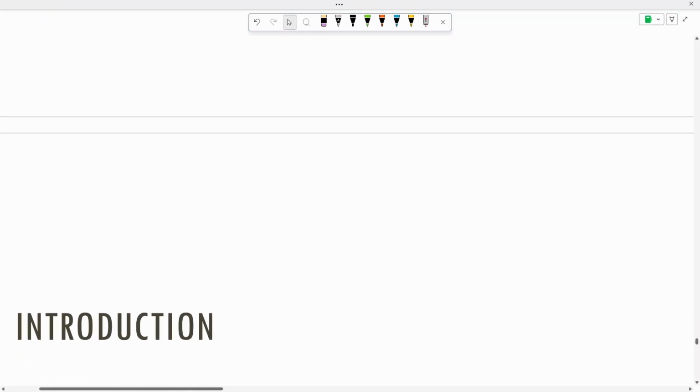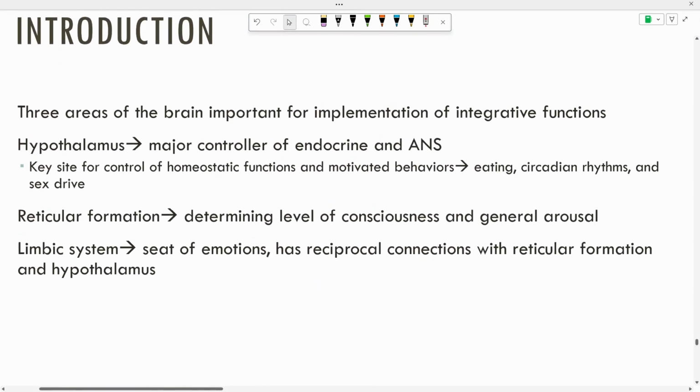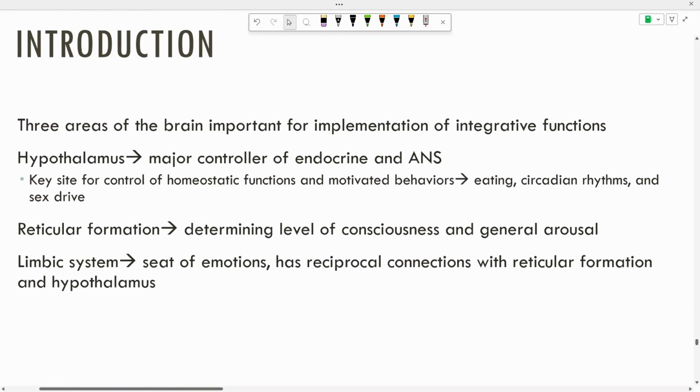Integrative and behavioral functions. Now we start getting into a little bit of thought, memory processing, feelings and fears and stuff like that. So 3 areas of the brain we're going to focus on. Major one is the hypothalamus, again, a major control organ, endocrine and your autonomic nervous system. Homeostatic functions occur here. Motivated behaviors.